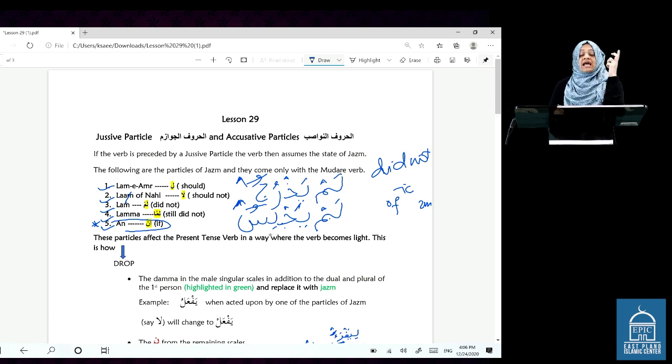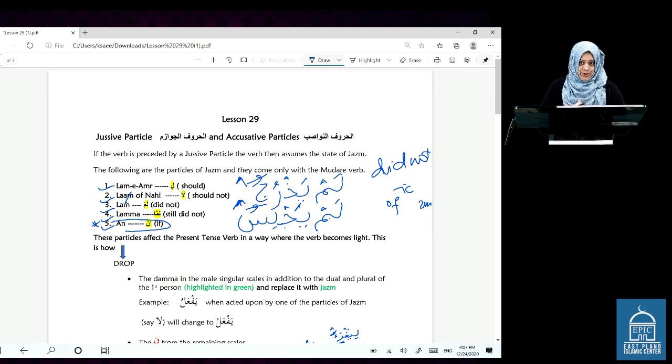Lam yajlis, he did not sit. Lam yakul, he did not eat. Lam yahfaz, he did not memorize. Lam yadrib, he did not hit. So, darasa yadrusu. Lam yadrus, he did not study. Nasara yansuru. Lam yansur, he did not help. So this is basically how you apply the meaning with the root and you translate.